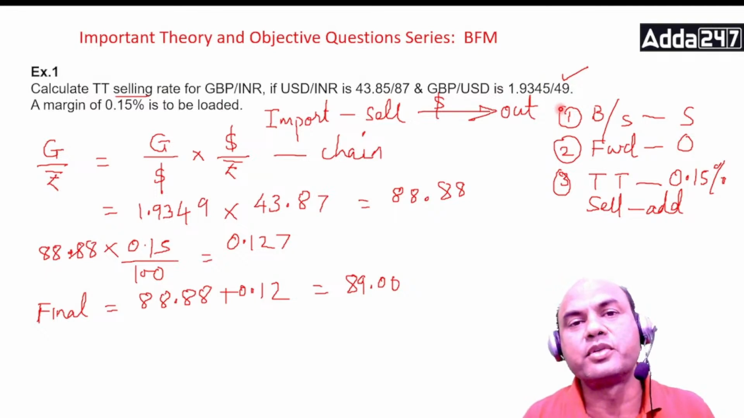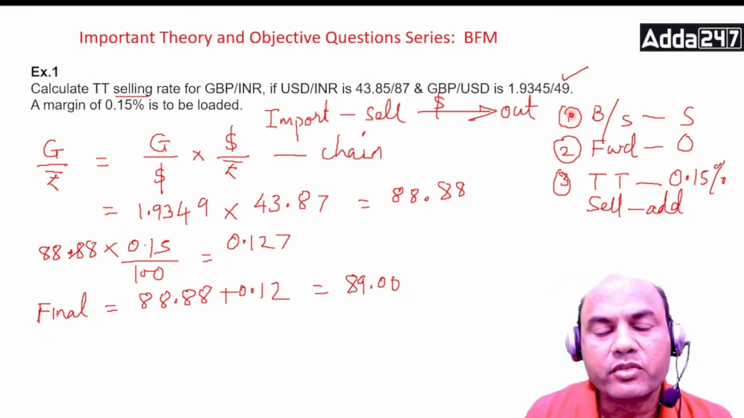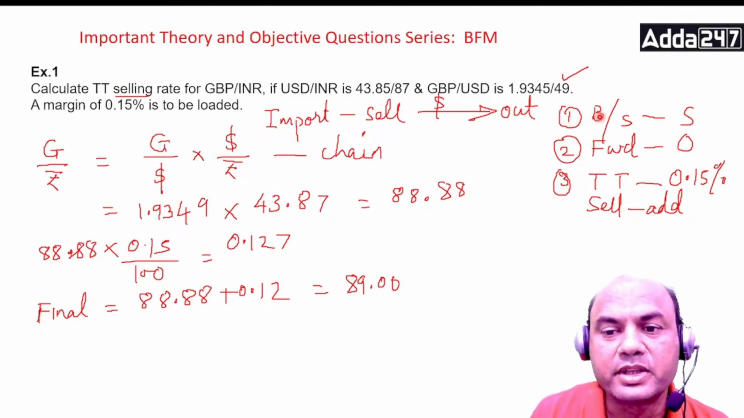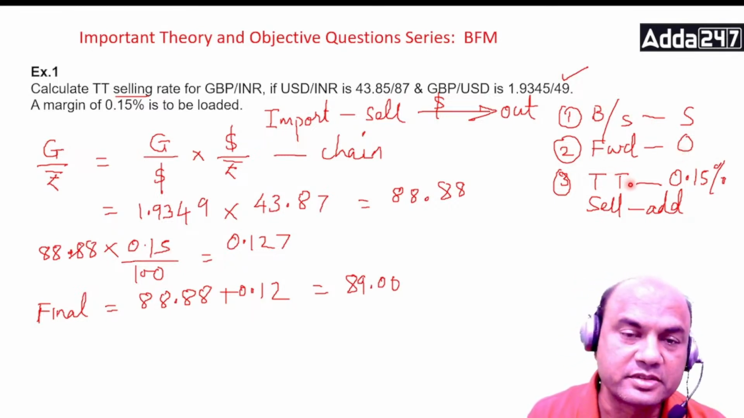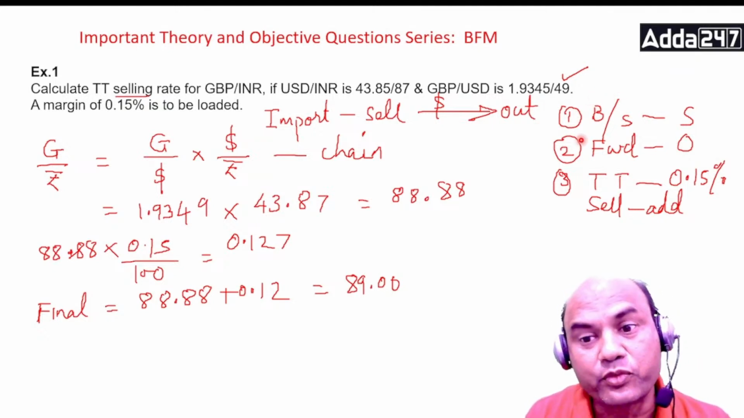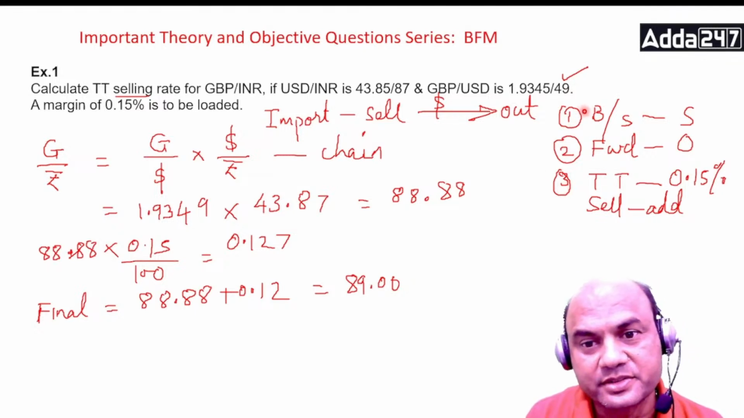Few things I'll give you at the outset only. Whenever you solve any Forex problem, kindly focus on these three steps: whether it's buy or sell, then the forward points, and the TT margin. Never forget any of these steps, and follow the same sequence. Don't interchange the sequence.